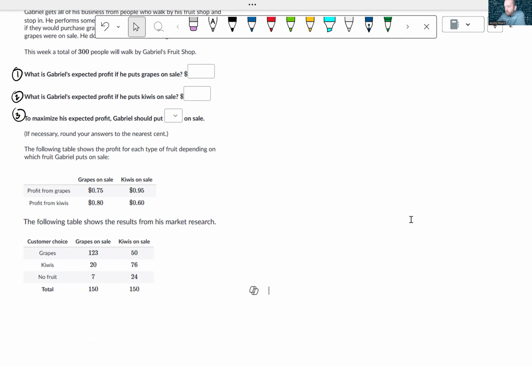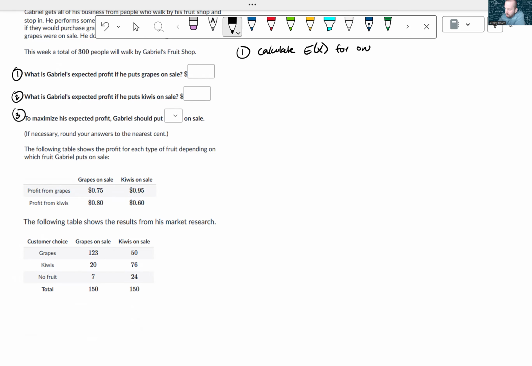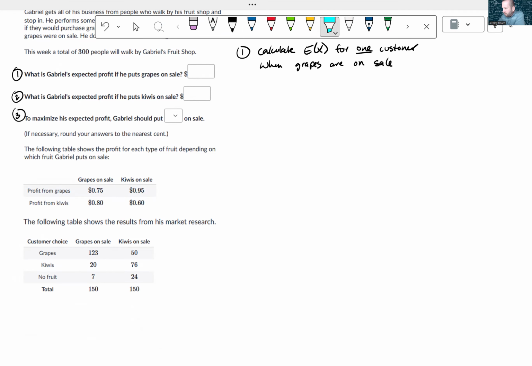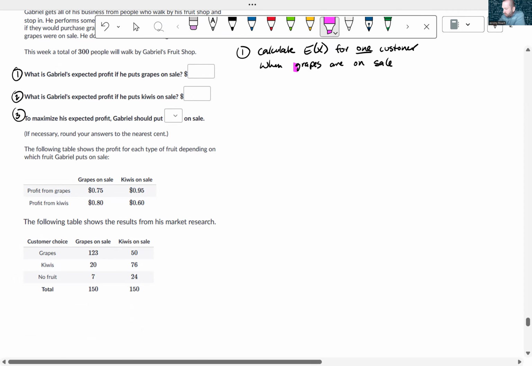So let's focus on the grapes first. So that's our first thing. We want to find the expected value for one customer, just for one customer when grapes are on sale. And it helps me to color code this. If it helps you, that's awesome. If you're not the kind of person that likes to do color coding, that's fine, but it helps me to color code some stuff here.